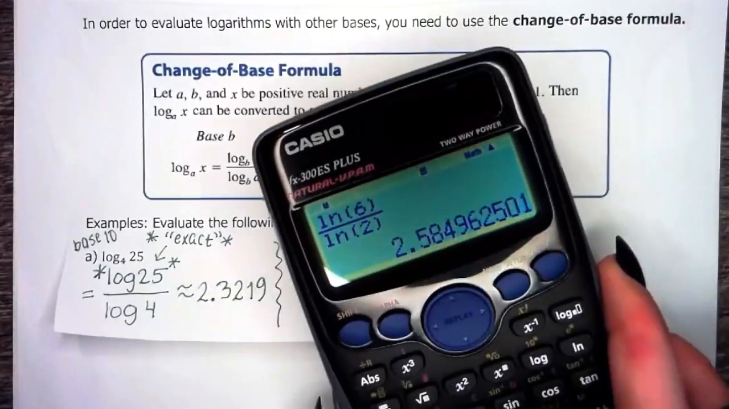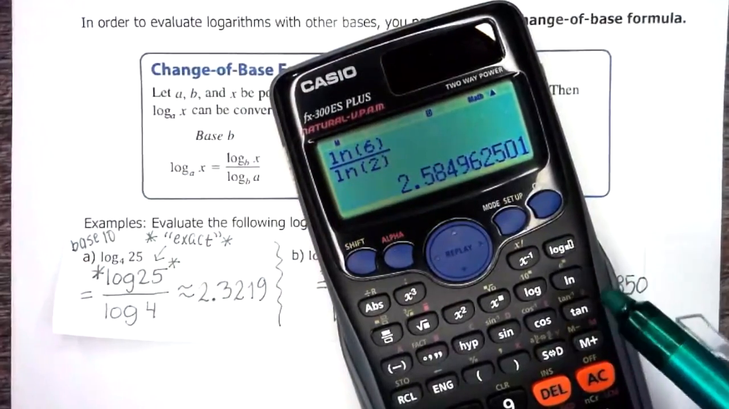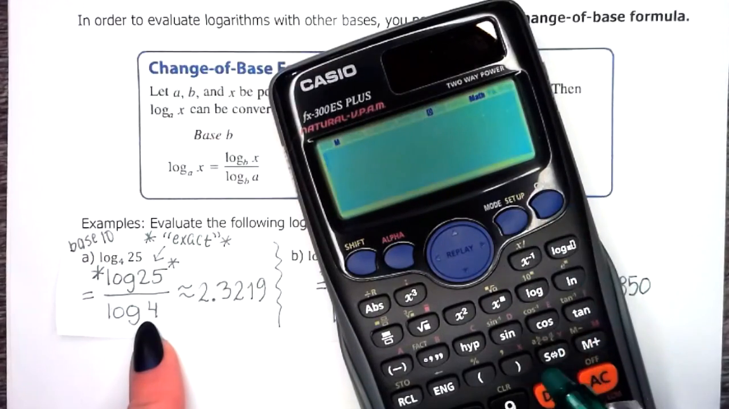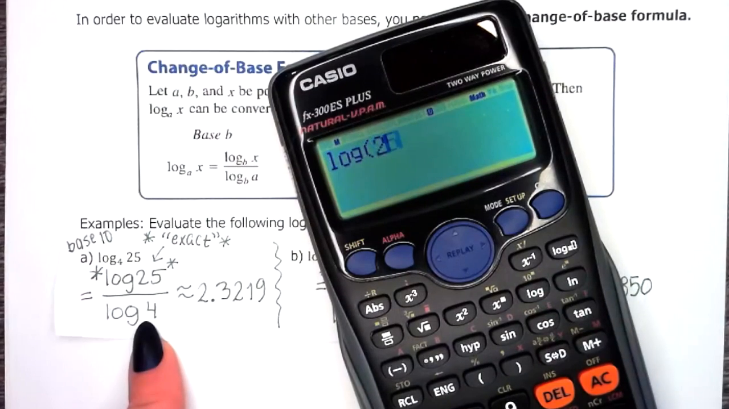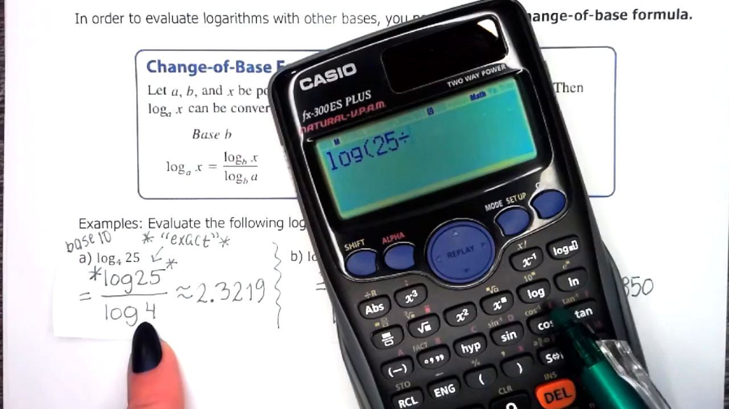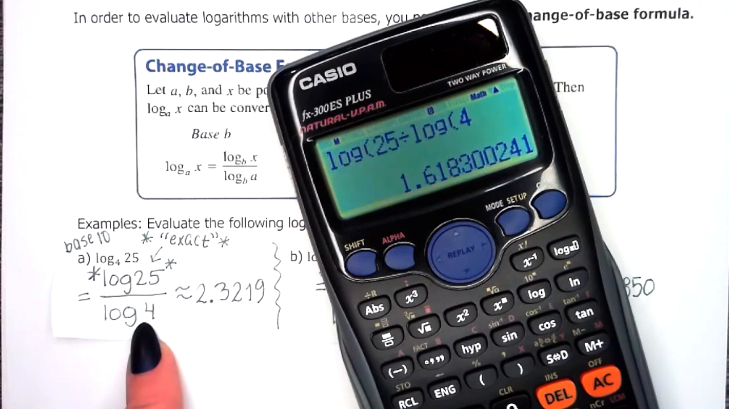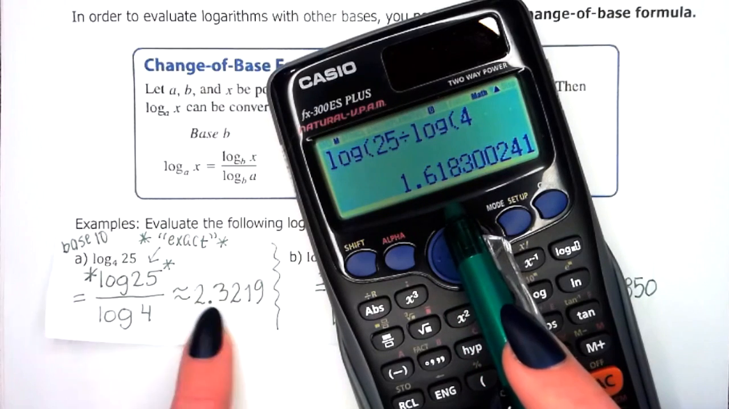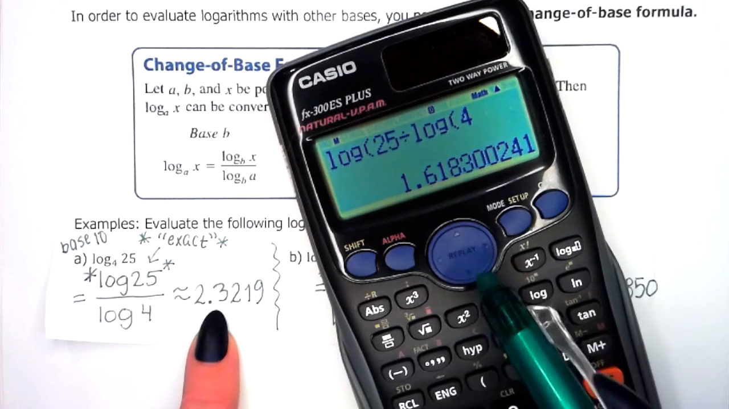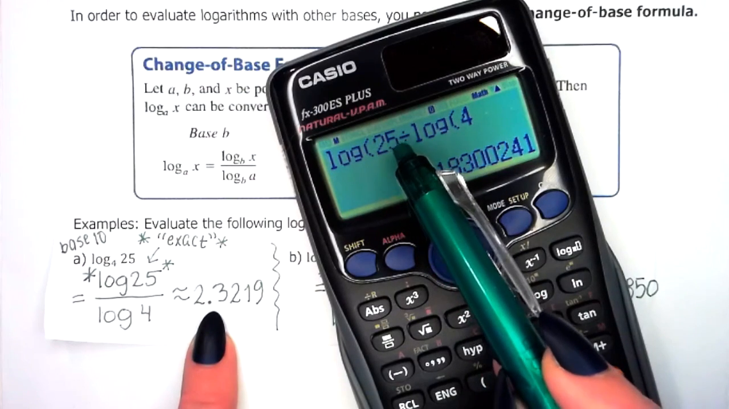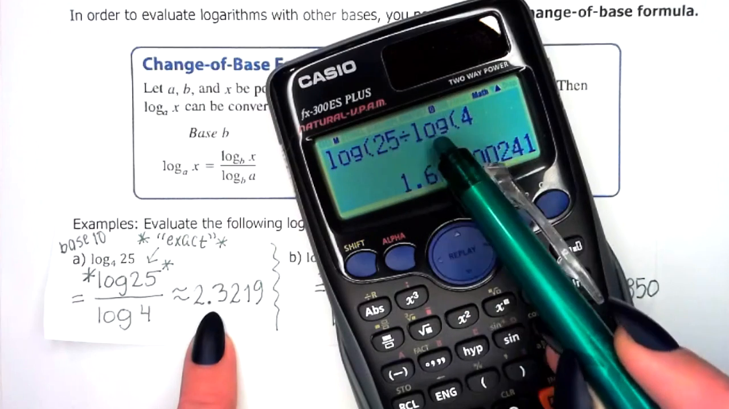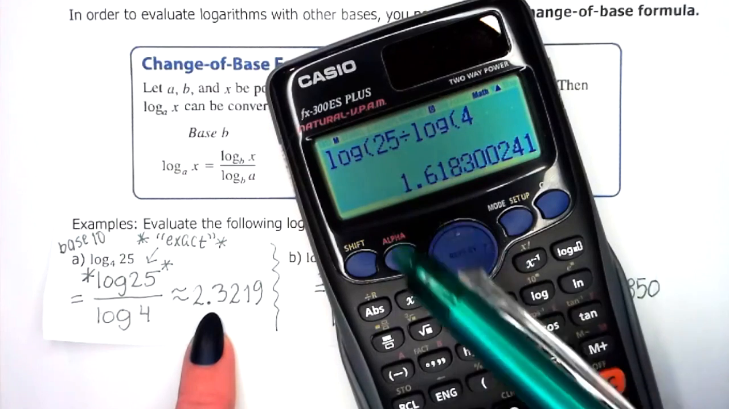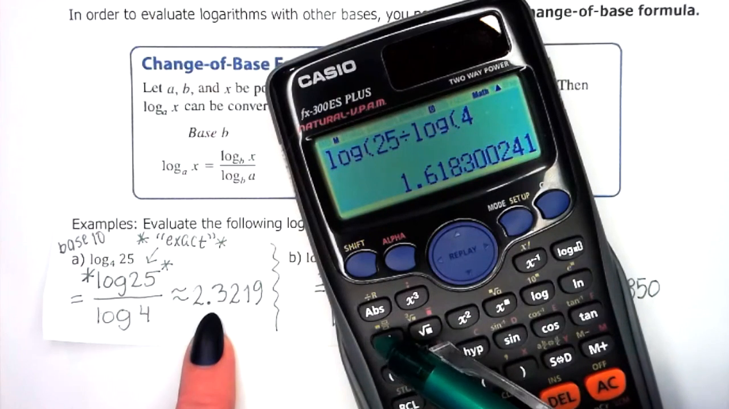If you don't use the fraction button and you don't use parentheses, let's just see where things can go wrong. Log 25 divided by log 4. Do you see I got a completely different answer? 1.6183. That's not my actual answer for this problem. The reason it's wrong is because the 25 is being divided by the log 4 inside of parentheses. We'll get an answer, and then we're taking the log of that answer. That's why parentheses are important, and if you have fraction buttons, those can actually be very helpful.